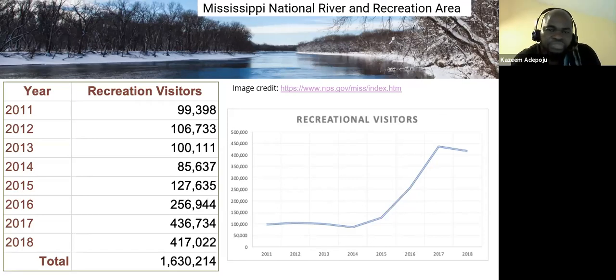We have a Mississippi River at the University of Minnesota, but the one I'm talking about here is the Mississippi National River and Recreation Area.